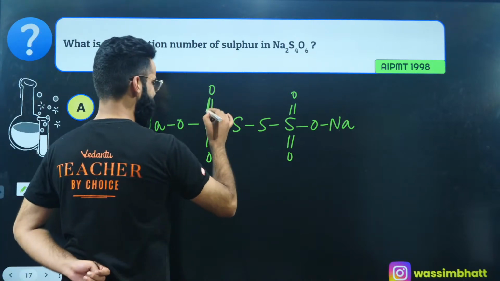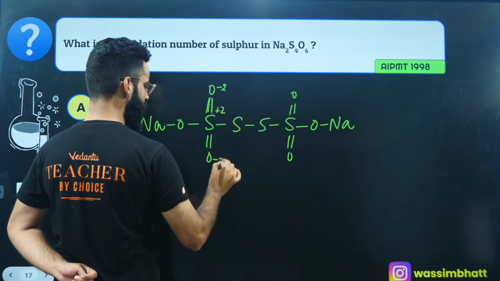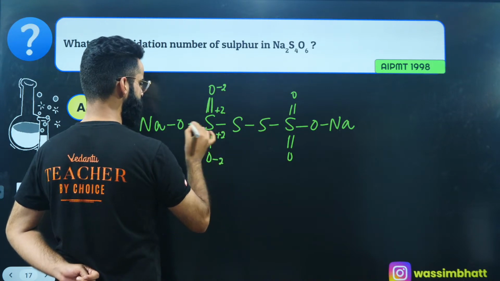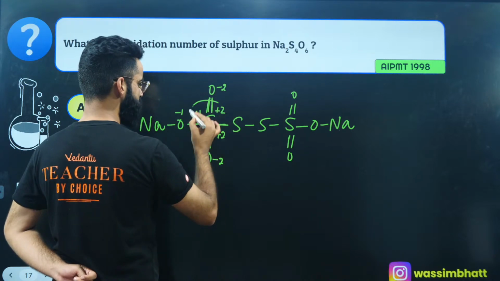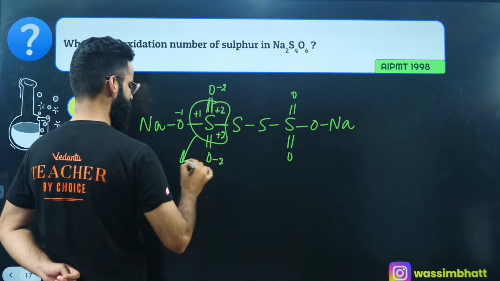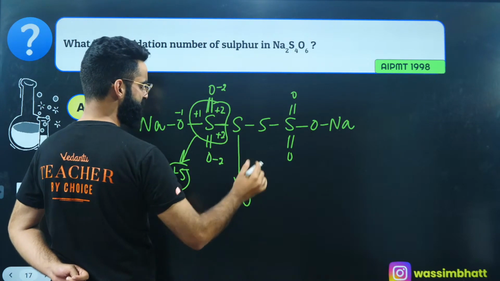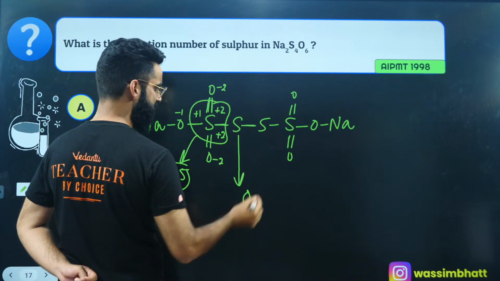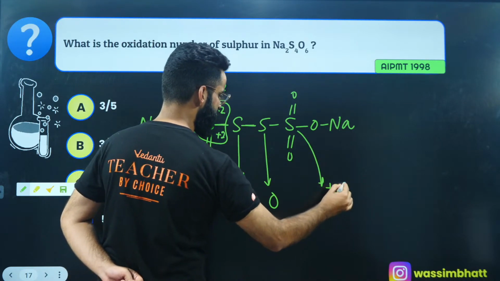Now, S double bond O, oxygen will carry minus 2 charge, sulfur plus 2. Due to this double bond, it's going to be minus 2, this is going to be plus 2. This single bond, minus 1, plus 1, right? This bond won't make any difference. So this sulfur is basically having net charge of plus 5. What about this sulfur? It will be having net charge of 0 because on both the sides sulfur is attached. Similarly, this sulfur will have net charge 0. This sulfur will again show plus 5 oxidation state, right?